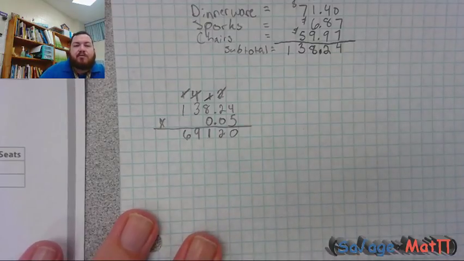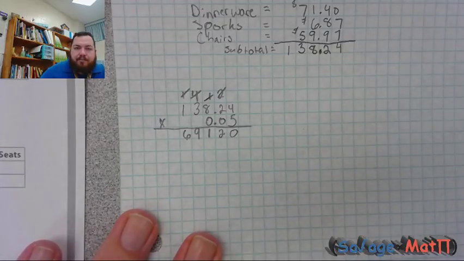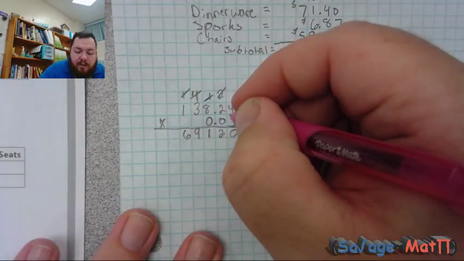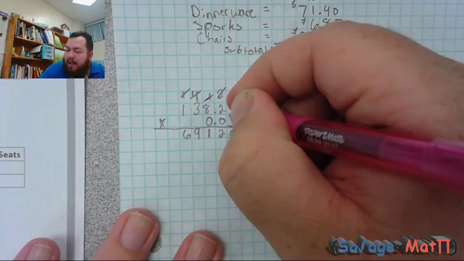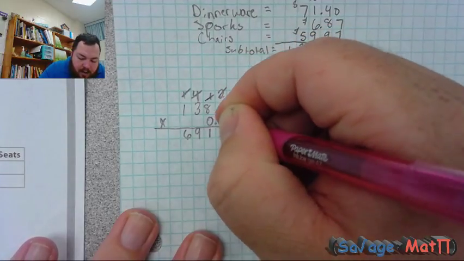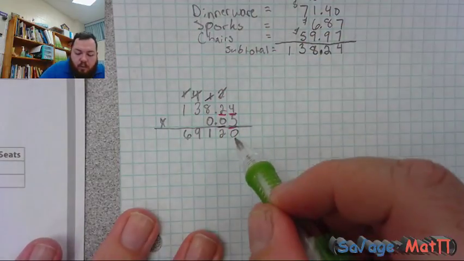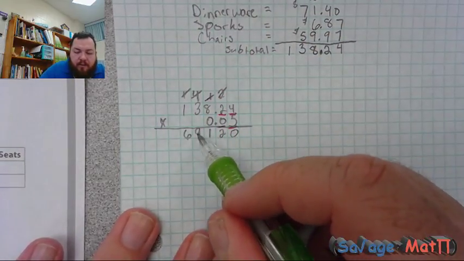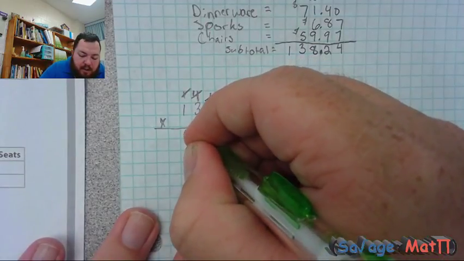But we have decimals. So now I need to remember, where do I place my decimal point? Because remember, we multiply like it's not even there. So where I place my decimal point is I count how many digits are to the right, which is 1, 2, 3, 4. And then I go under here and I go 1, 2, 3, 4. So my decimals will be between the 6 and the 9.